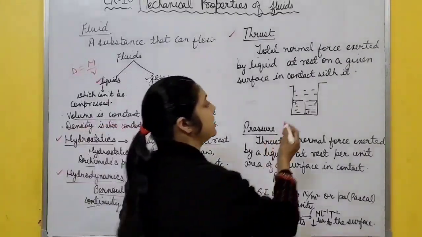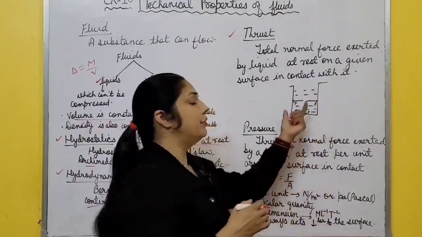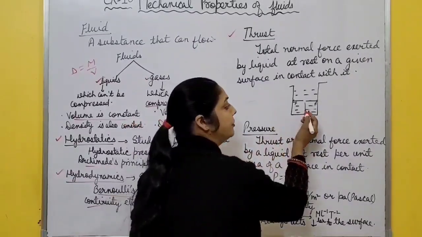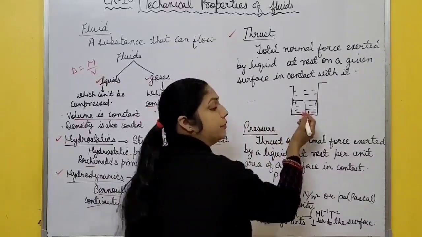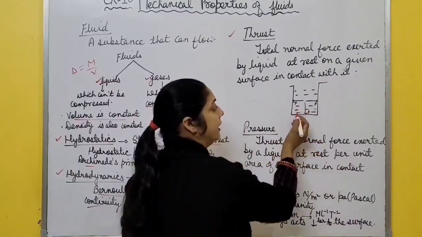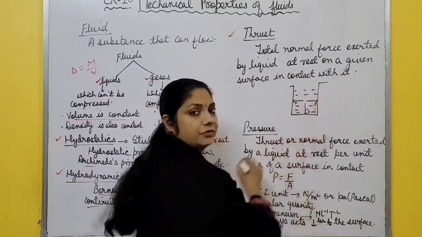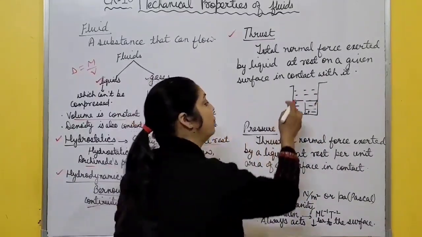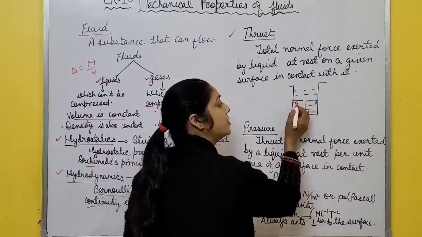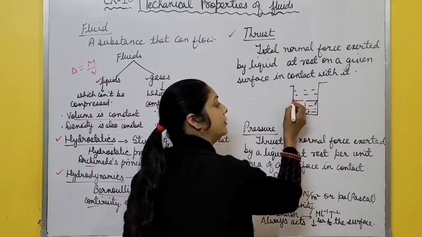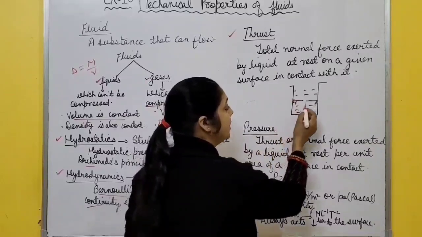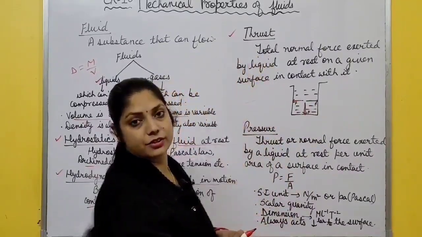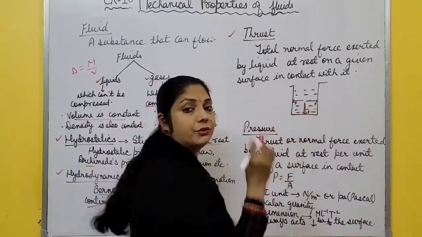So suppose there is a container in which the fluid molecules are in equilibrium, it means they are at rest. When the fluids are at rest, due to thermal equilibrium, what happens? They are randomly moving inside the container, and they exert force on the walls of the container, and this force is always perpendicular to the surface. This force perpendicular to the surface is called thrust. And it is only possible when the fluid is at rest.